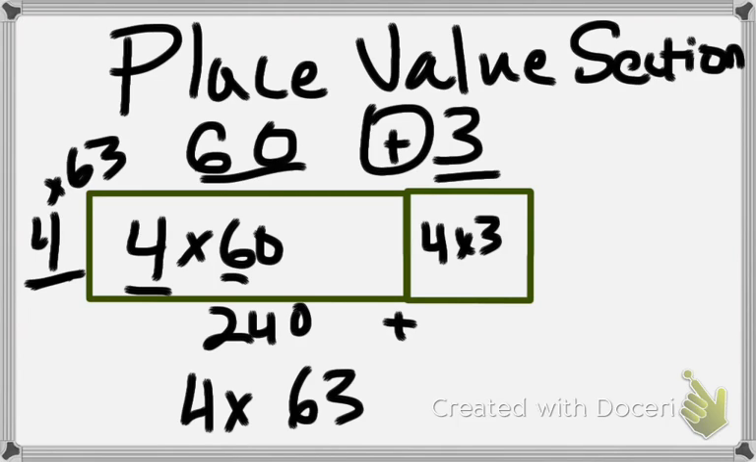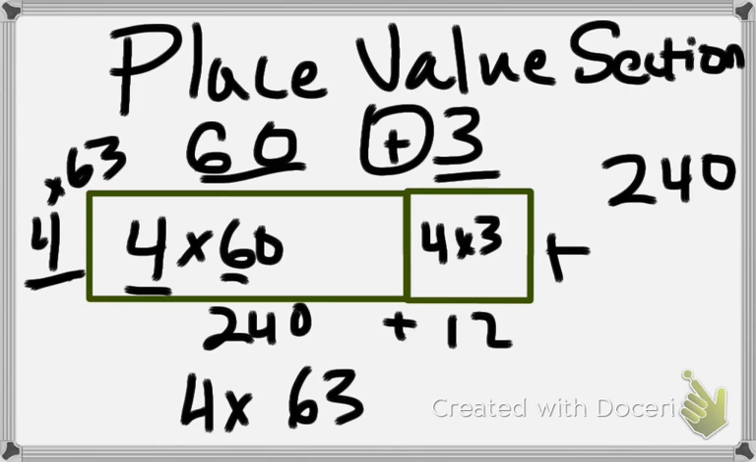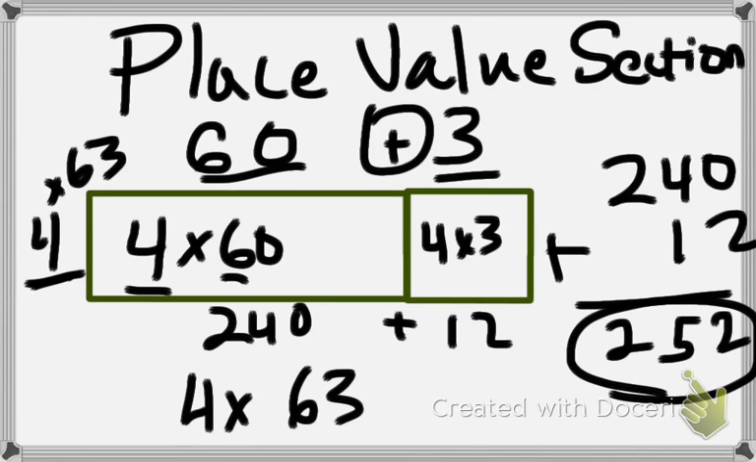Just like we have the addition above, we'll have the addition below. Then I complete 4 times 3, and that equals 12. So on the right-hand side, we do 240 plus 12. And we talk about how it's important to line it up based off the place value. 0 plus 2 is 2. 4 plus 1 is 5. 2 plus nothing is 2. Our answer is 252.